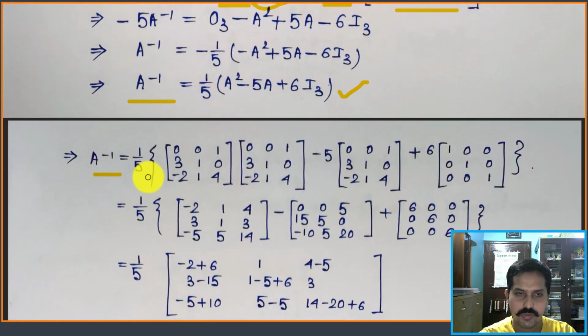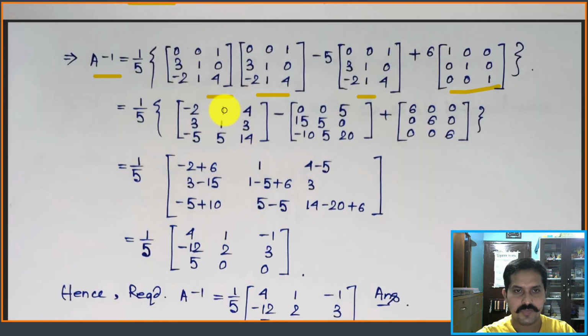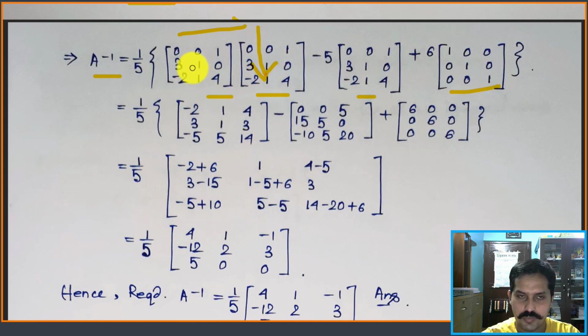Just see, A inverse equals 1 by 5 (A square minus 5A plus 6I), where I is the third order identity matrix, like this. Then do the matrix multiplication method, that is the row into column method. Row into column means 0 into 0 plus 0 into 3 plus 1 into minus 2, that is minus 2, then 1, 4. Okay, just do this on your own.